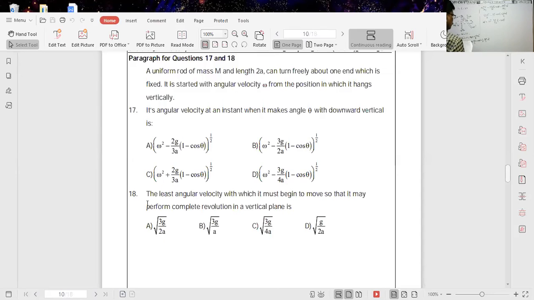Therefore, the final angular velocity omega f is equal to the square root of omega square minus 3g by 2a of 1 minus cos theta. This is the final angular velocity of the rod whenever it makes an angle theta with the vertical. Next, they asked the 18th one, the last problem. Last problem, you see.